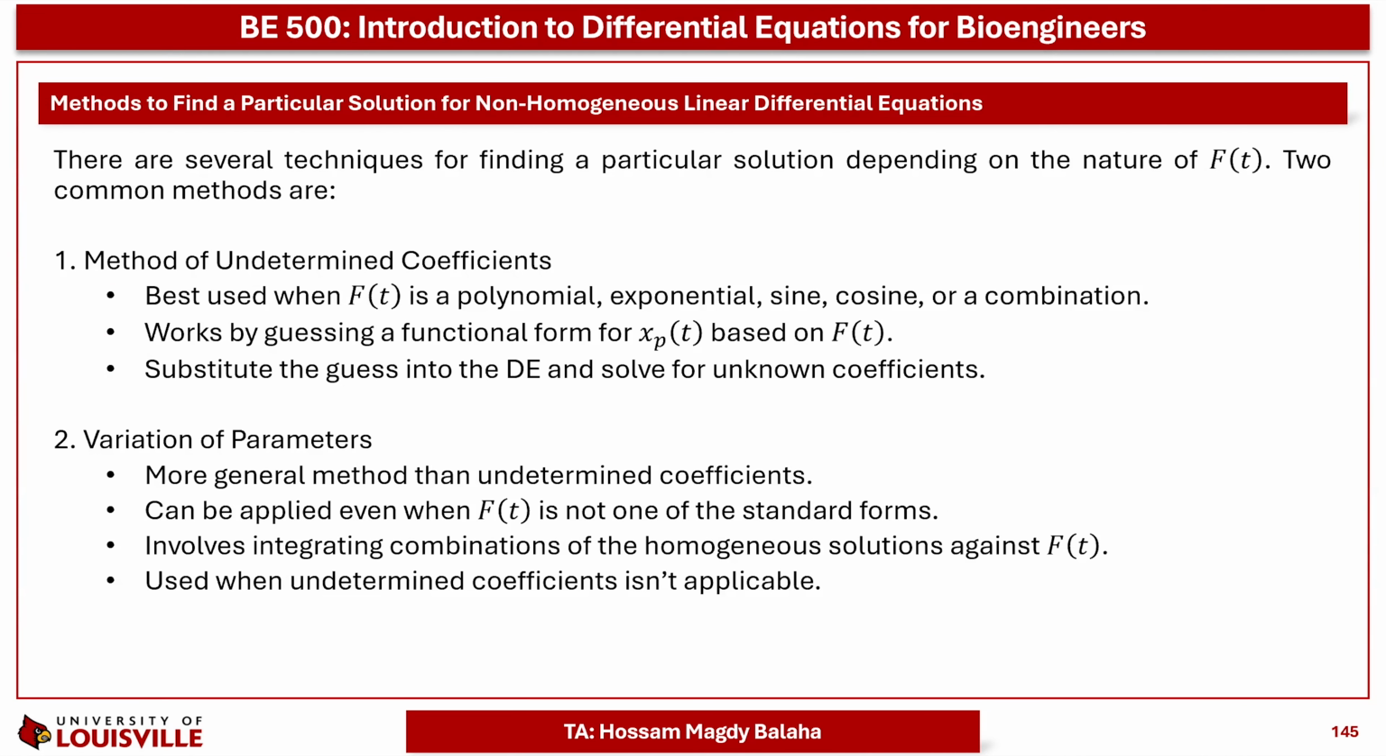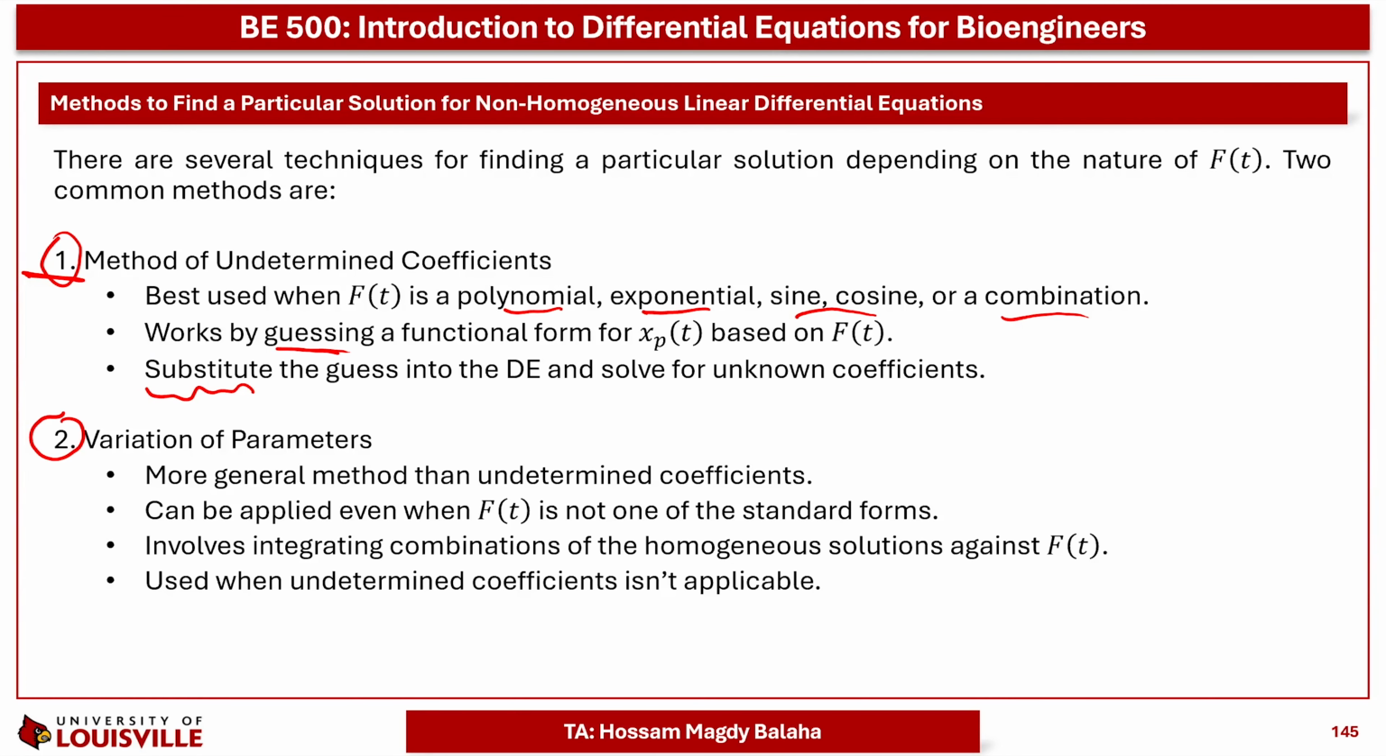To do that, there are two common methods. The first is called the Method of Undetermined Coefficients, and the second is called Variation of Parameters. The method of undetermined coefficients is recommended and best used when f of t is a polynomial, exponential, sine or cosine, or a combination of them. When solving the linear differential equation using this method, we guess a functional form for xp of t based on the function f of t.